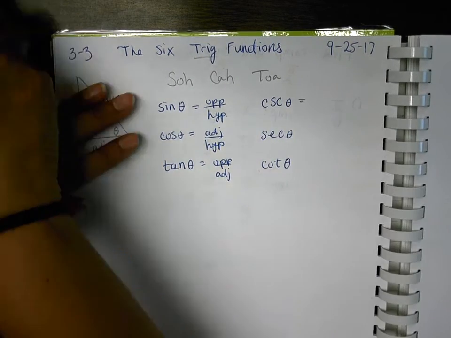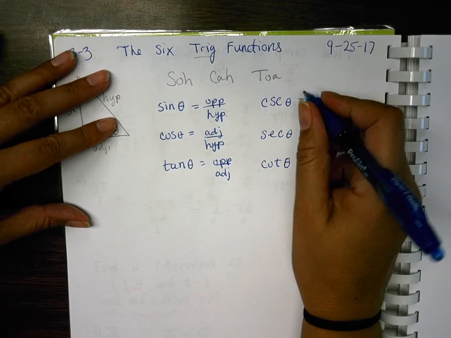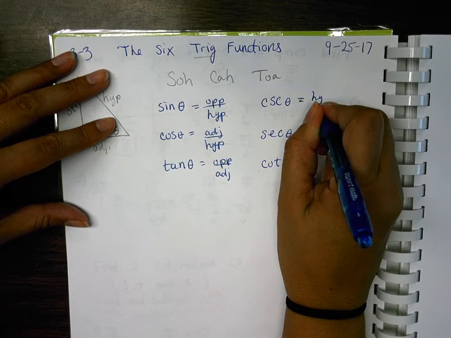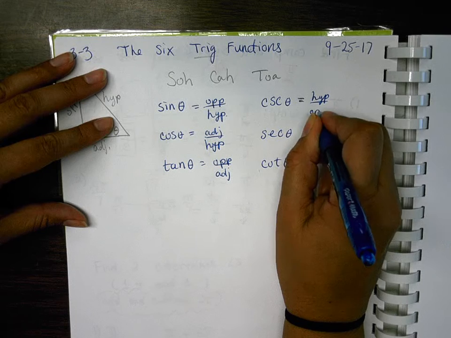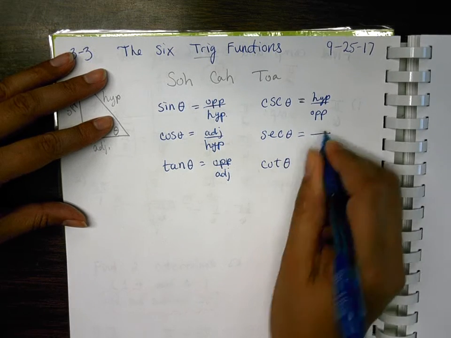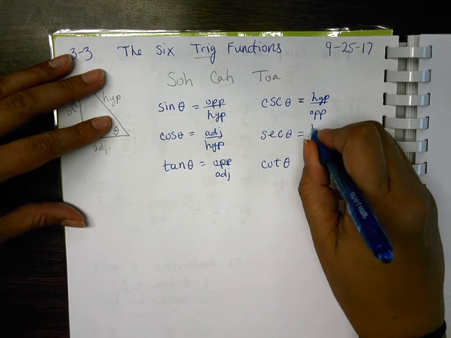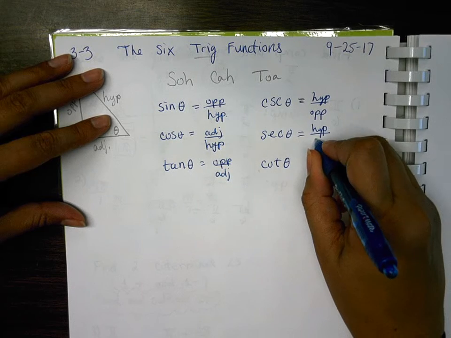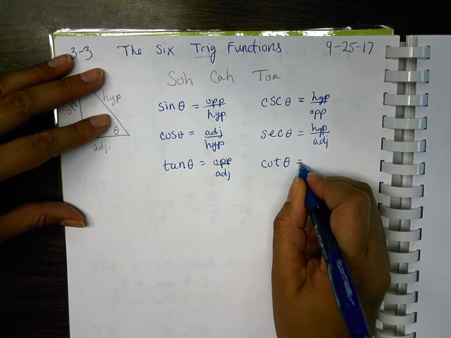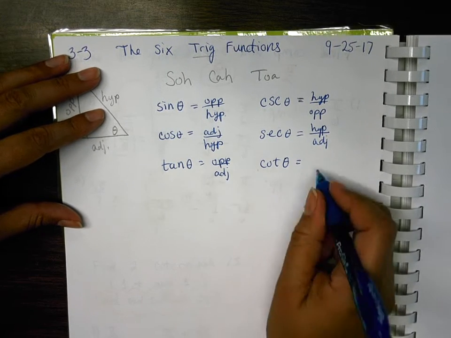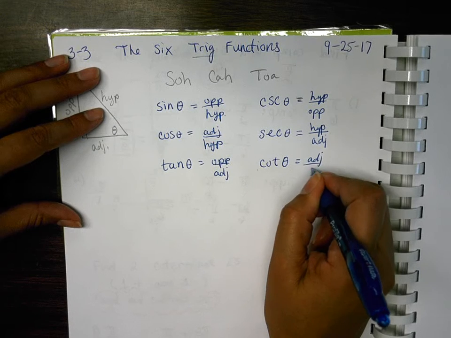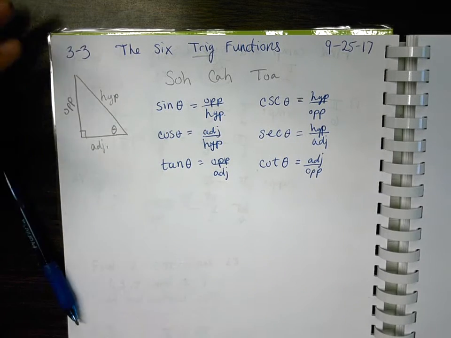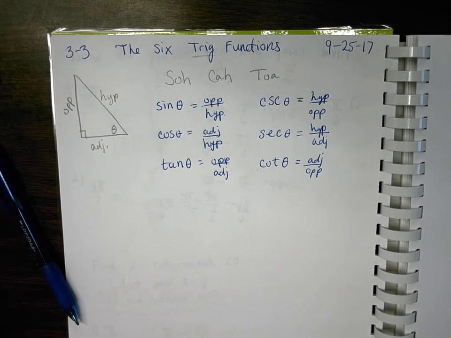So what's the reciprocal of opposite over hypotenuse? What would I have? Hypotenuse over opposite. Secant's the reciprocal of cosine, so that would be hypotenuse over adjacent. And cotangent reciprocal would be adjacent over opposite.